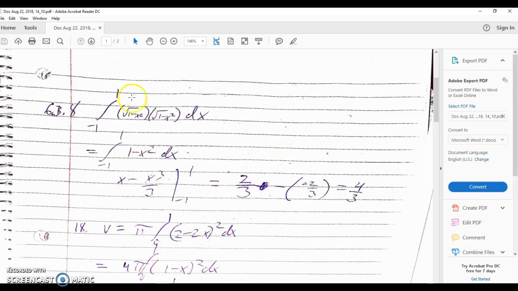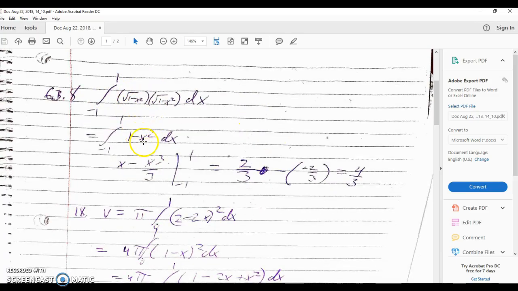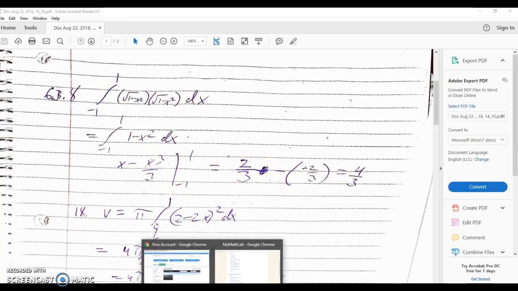And actually, I did that over here. And you get x minus x cubed over 3 from minus 1 to 1. You end up with 2/3 minus negative 2/3. When you work that out, that turns out to be 4/3.